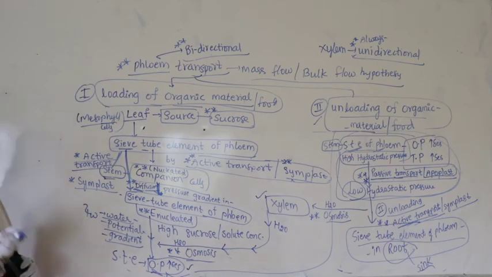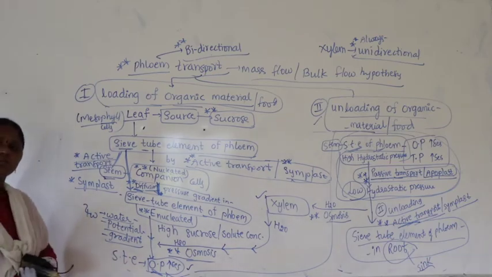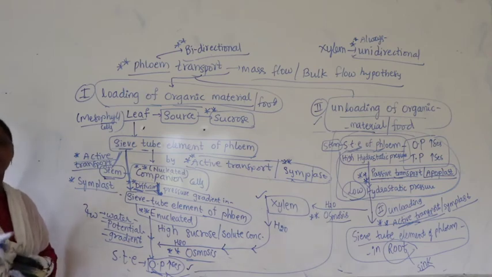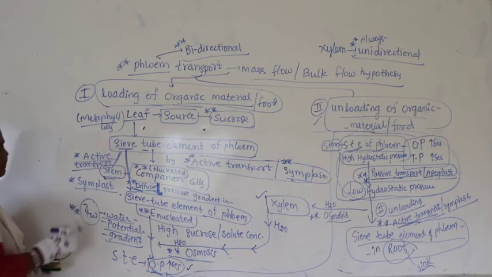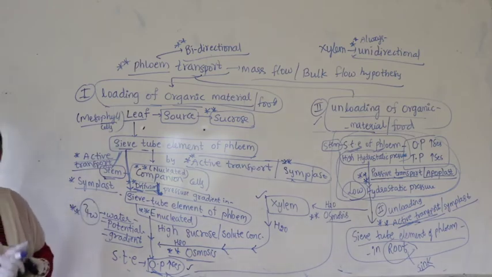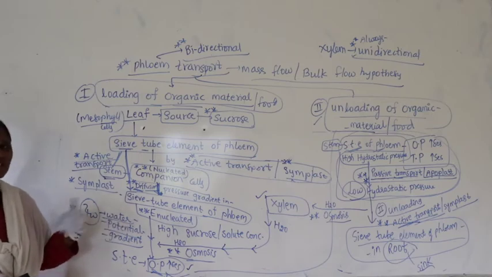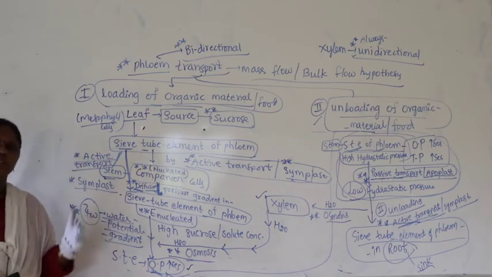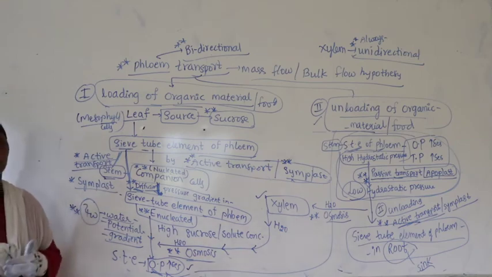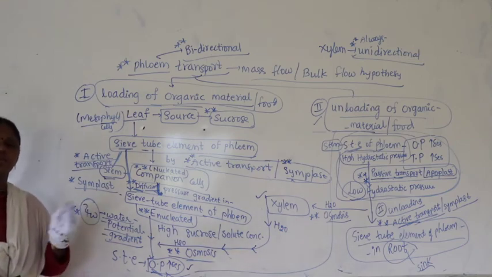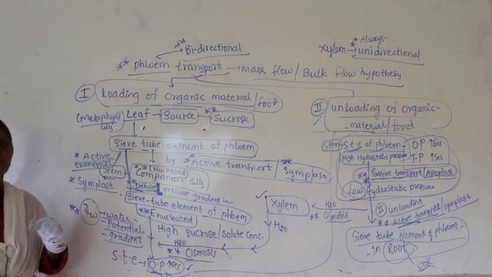Which processes are dependent on water potential gradient? Opening and closing of stomata also depends on water potential gradient. Phloem transport or sieve tube element also depends upon water potential gradient, right? Like that, even translocation depends upon water potential gradient. So, which processes depend on water potential gradient and which do not, sometimes you have a chance of getting the question.